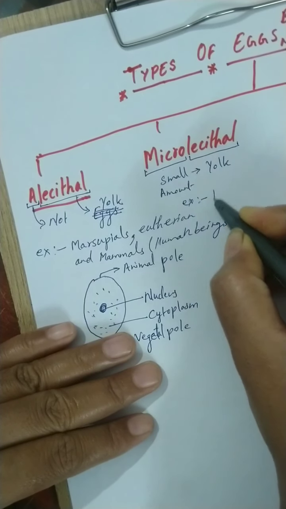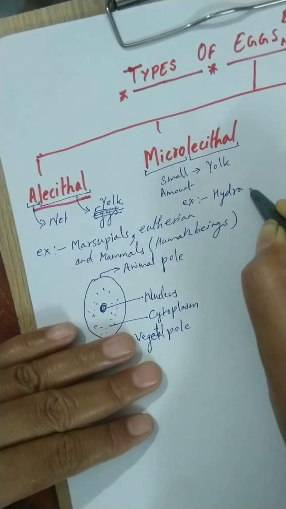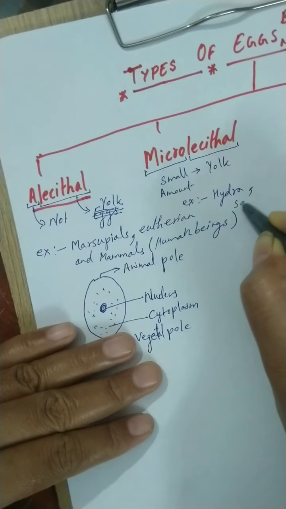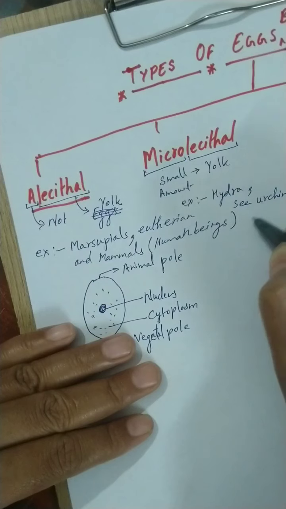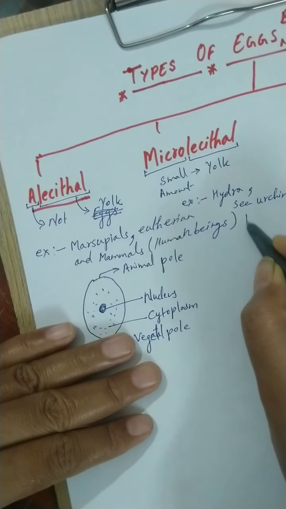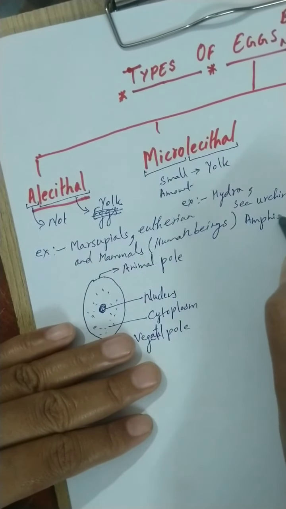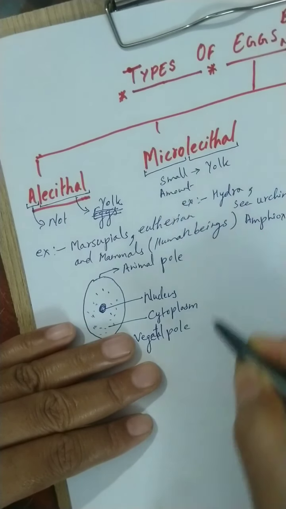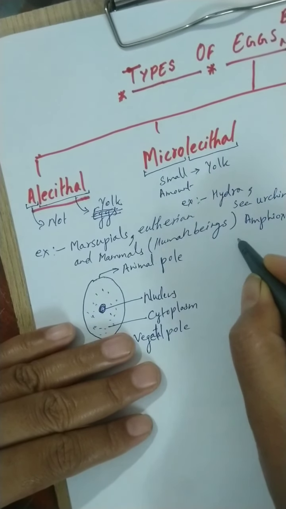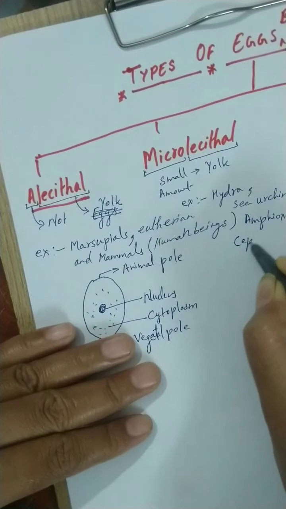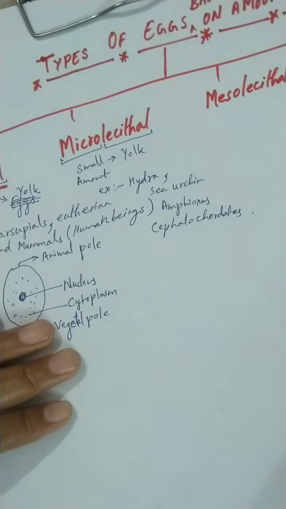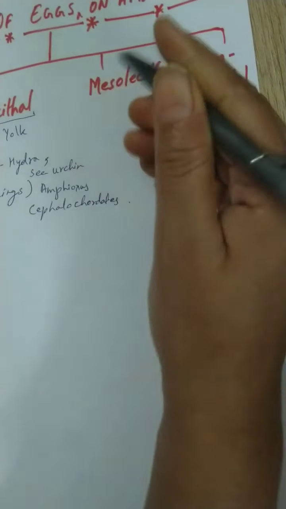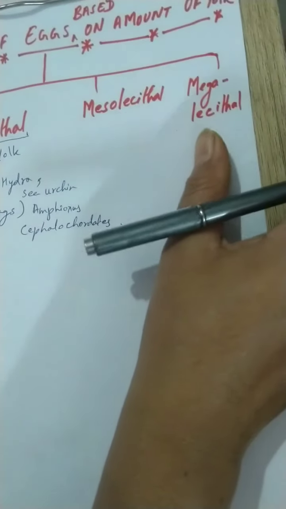Examples are hydra, sea urchin, amphioxus, and some of the cephalochordates.